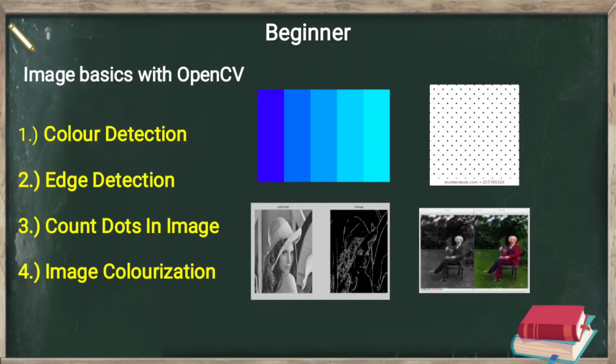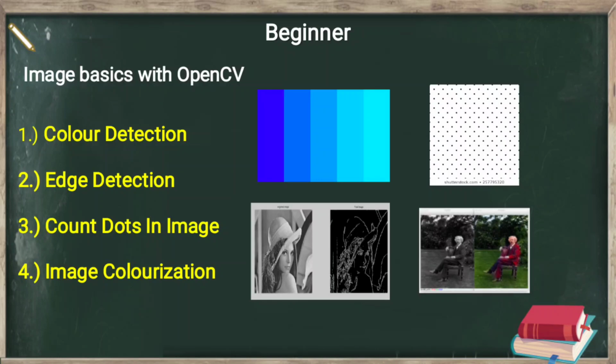Here I have especially chosen these four projects, which are color detection, edge detection, counting dots in an image, and image colorization. What is color detection? As you can see in this image, it consists of multiple colors. So the goal of this model is to detect every color present in an image.